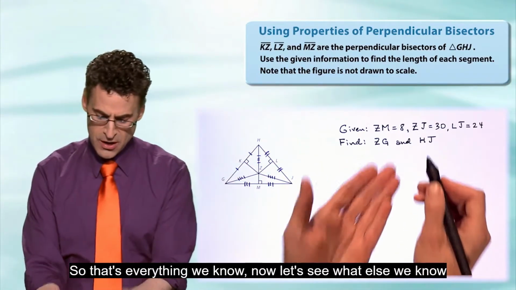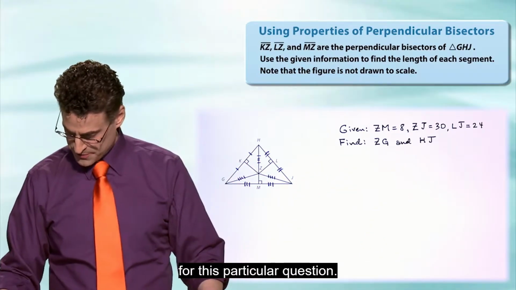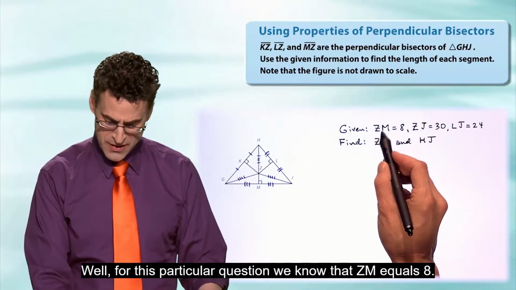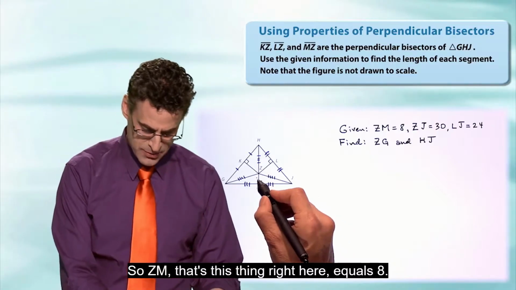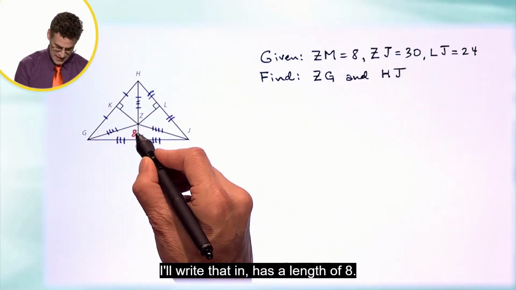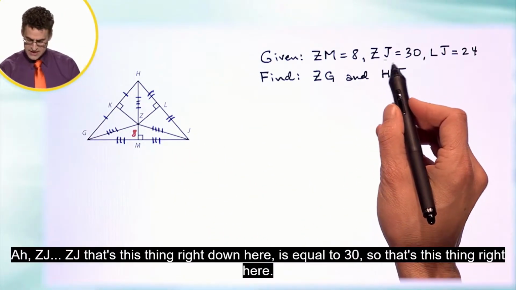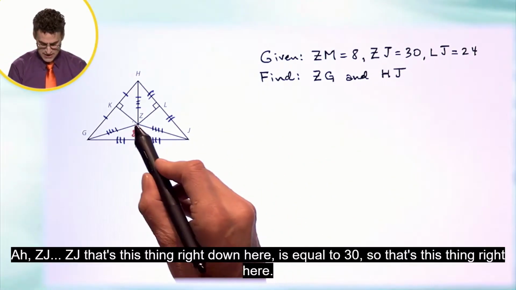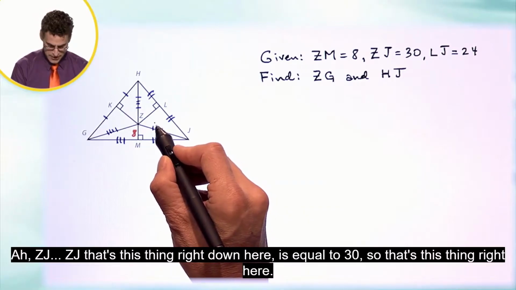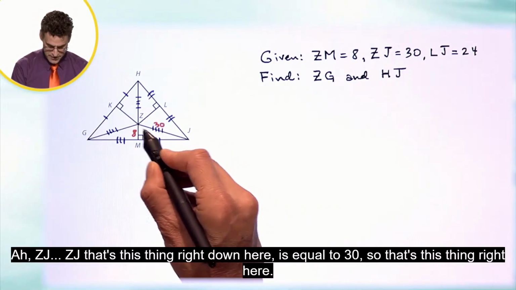Now let's see what else we know for this particular question. Well, for this particular question, we know that ZM equals 8. So ZM, that's this thing right here, equals 8. I'll write that in. It has a length of 8. ZJ, that's this thing right down here, is equal to 30. So that's this thing right here.